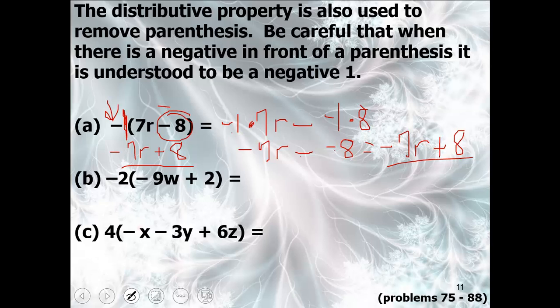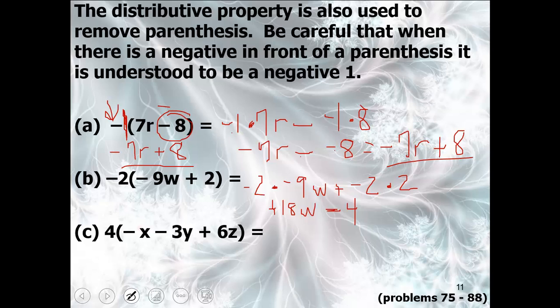Okay, why don't you try B on your own? Remember, you're multiplying by a -2, all right? So the negative is the sign flipper, and then also you have to do the 2. All right, welcome back. Negative 2 times negative 9w plus negative 2 times 2. Negative times negative is a positive 18w. Positive times a negative is a negative. 2 times 2 is 4.